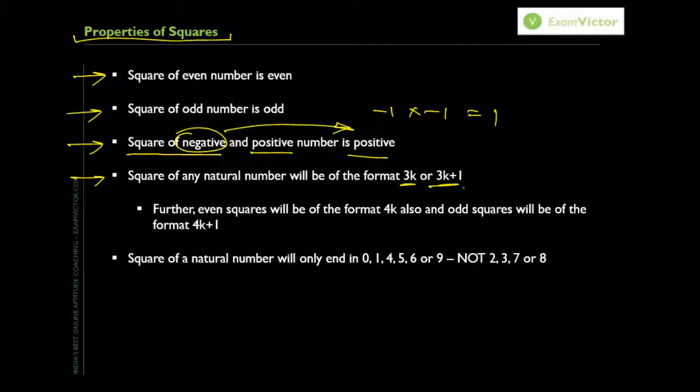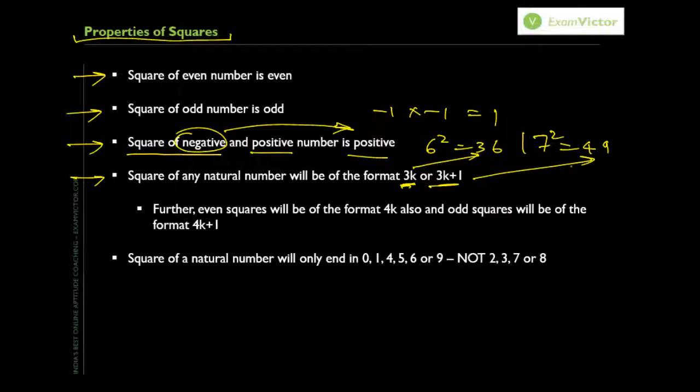This is really interesting, and we don't need to bother about the proof of this because that is not relevant to us. You can look at the proof if you want later, but it's not really important. Just take an example, you'll see what I mean. Take 6 square, that is 36, right? 36 is in the format 3k. 3 into 12, 36. Look at 7 square. 7 square is 49. 49 is in this format, 3k plus 1, right? 3 into 16 is 48, plus 1 is 49.